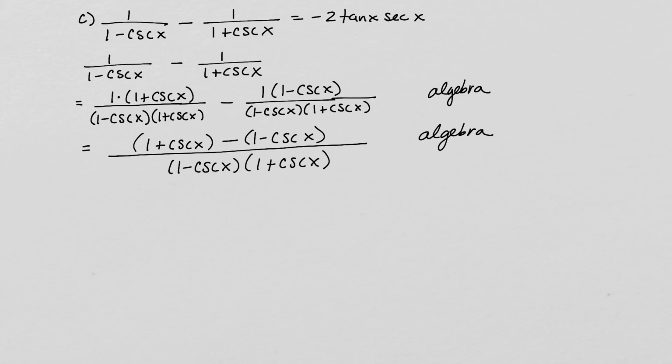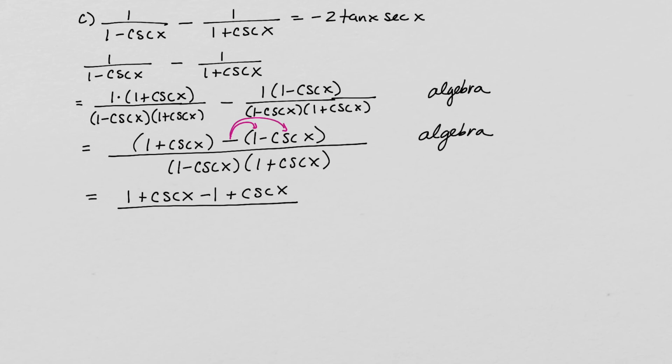Okay. I could take this negative and it's got to get distributed to both of these pieces. So if I do that, on the top, I have 1 plus the cosecant of x minus 1 plus the cosecant of x on the top. And on the bottom, I could actually do out that multiplication.